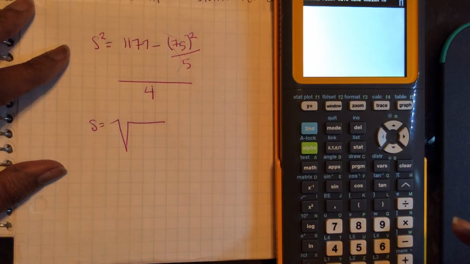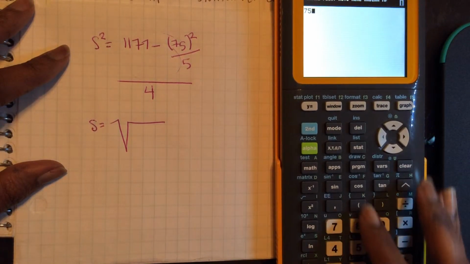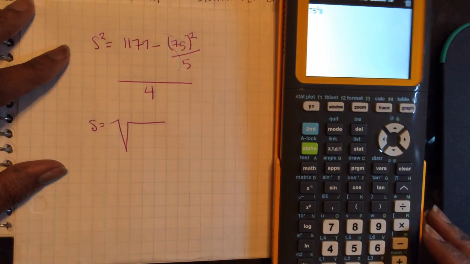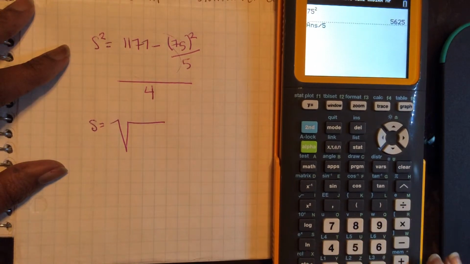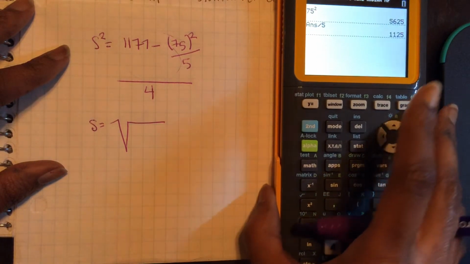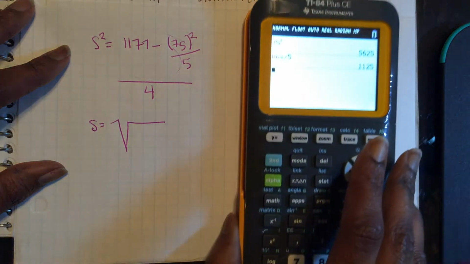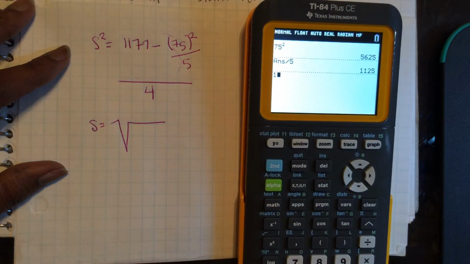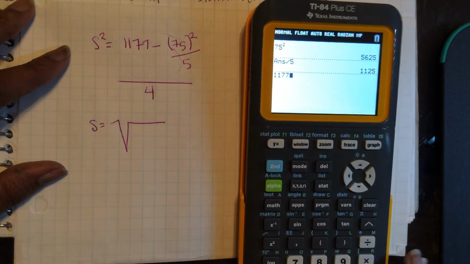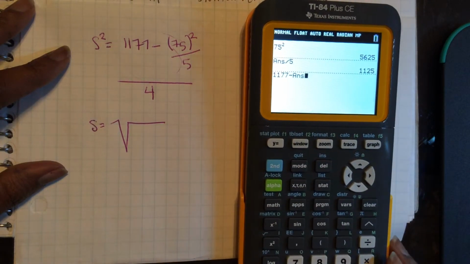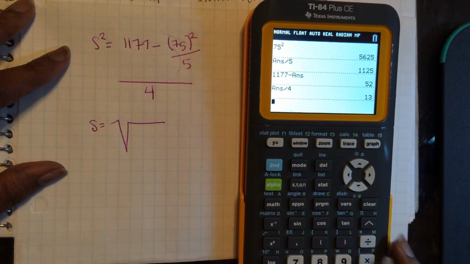So let's see. So let's do 75 squared first and then divide by 5. So then what I can do, see how it says answer in blue? That's my second to get that there. I'm going to do 1177 minus second, my answer. And then divide that by 4.